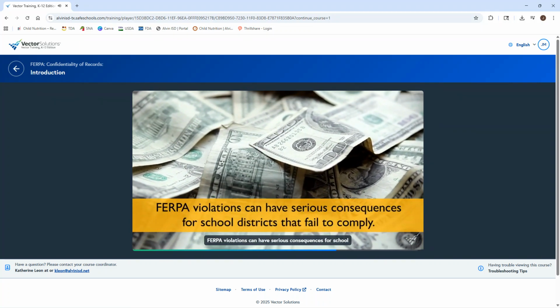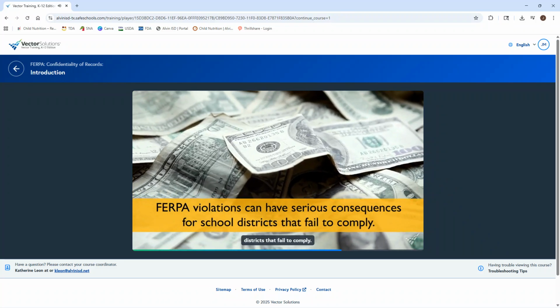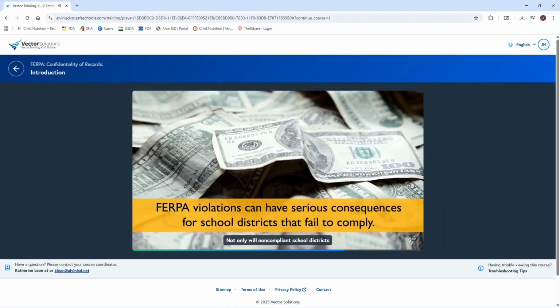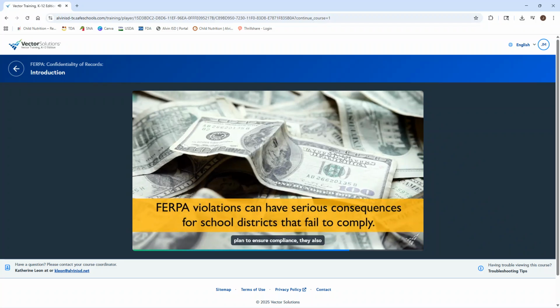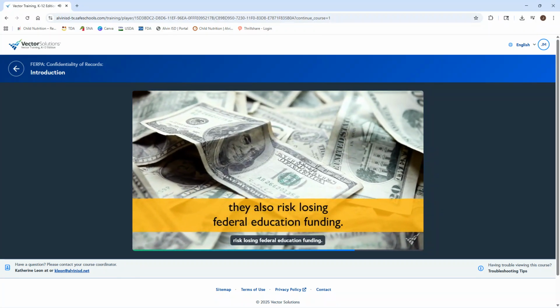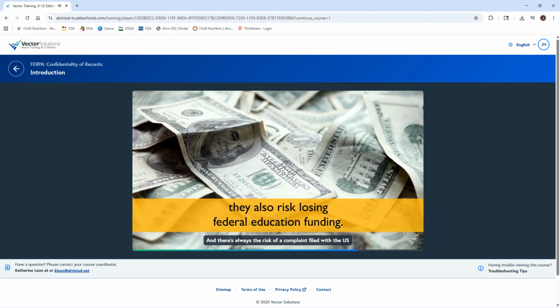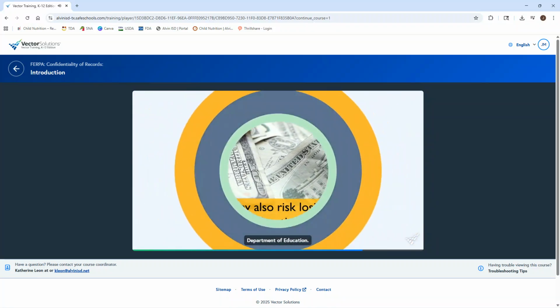FERPA violations can have serious consequences for school districts that fail to comply. Not only will non-compliant school districts be required to implement an action plan to ensure compliance, they also risk losing federal education funding. And there's always the risk of a complaint filed with the U.S. Department of Education.